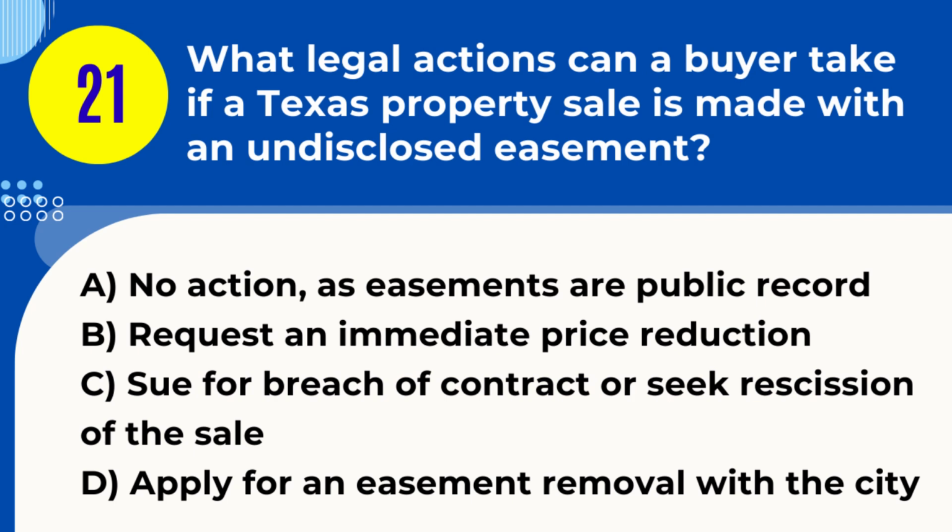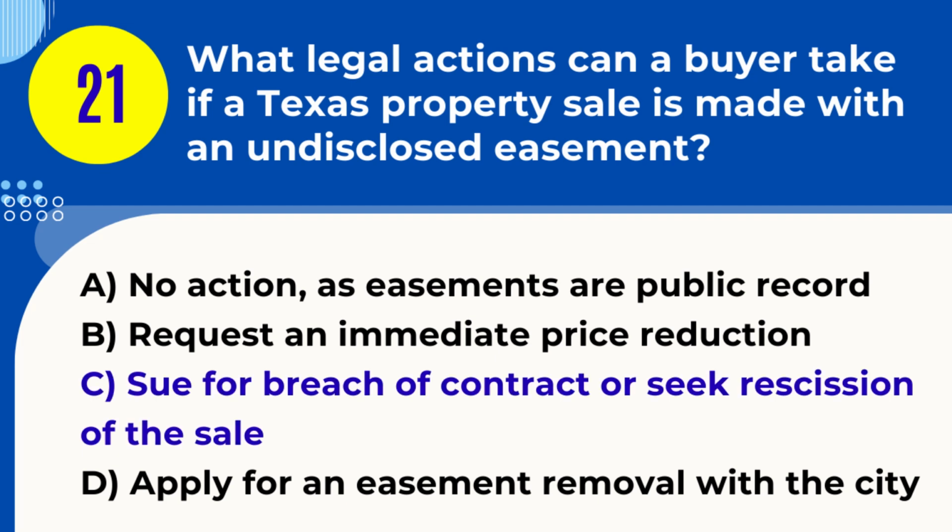Question 21. What legal actions can a buyer take if a Texas property sale is made with an undisclosed easement? A. No action, as easements are public record. B. Request an immediate price reduction. C. Sue for breach of contract or seek rescission of the sale. D. Apply for an easement removal with the city.